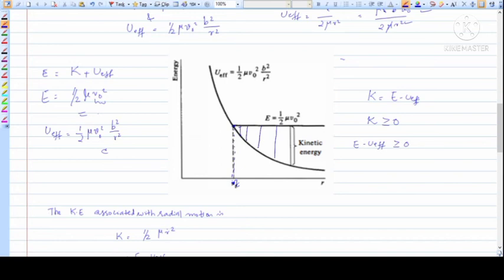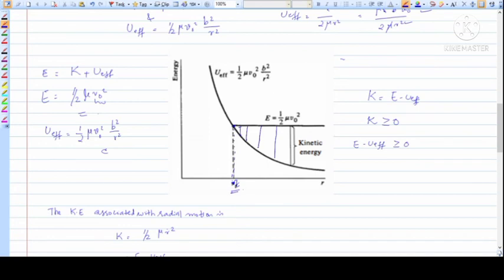When the kinetic energy is equal to 0, the radial velocity will be equal to 0, and the motion is purely tangential. The radial motion is 0. The radial velocity is equal to 0. So when there is motion, it is purely tangential, and this is the turning point RT.